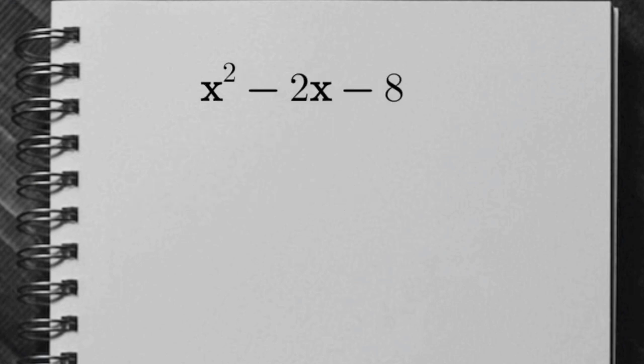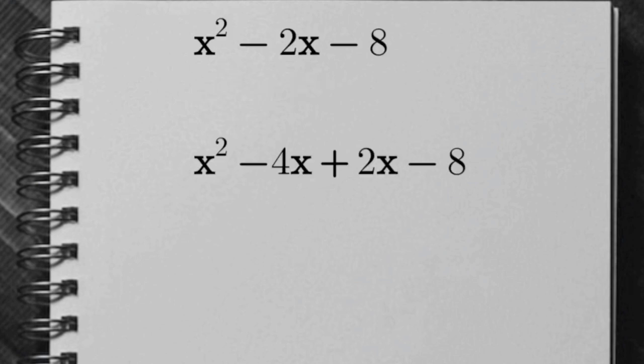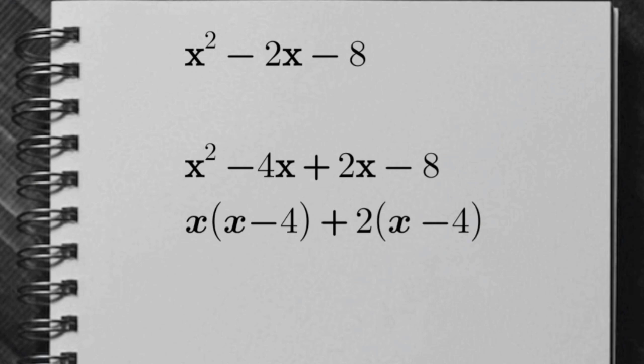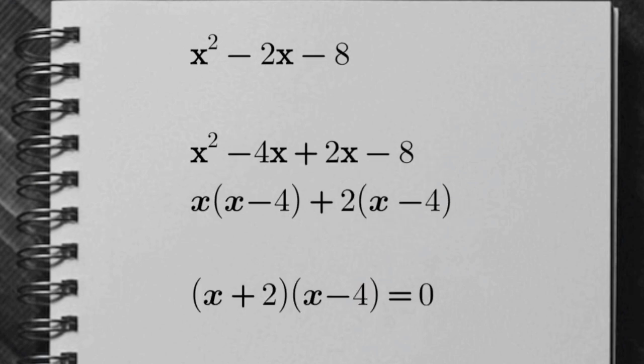Now, the solution for the first one, which is x squared minus 2x minus 8. Now, x squared minus 2x minus 8 can be written as x squared minus 4x plus 2x minus 8. So we are trying to factorize the equation. Now, this is going to give us x multiplied by x minus 4 plus 2 multiplied by x minus 4. Now, when we factorize, we have x plus 2 multiplied by x minus 4.